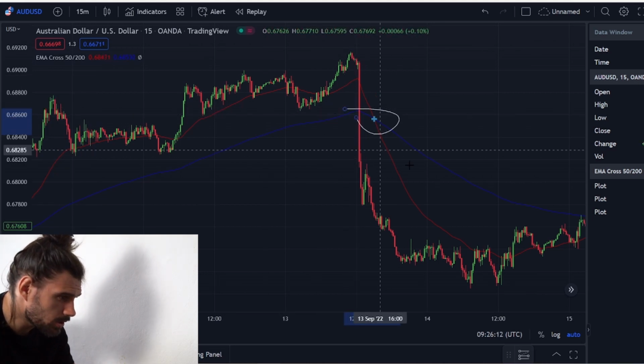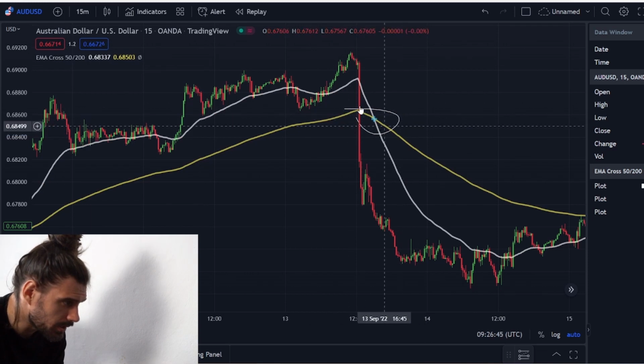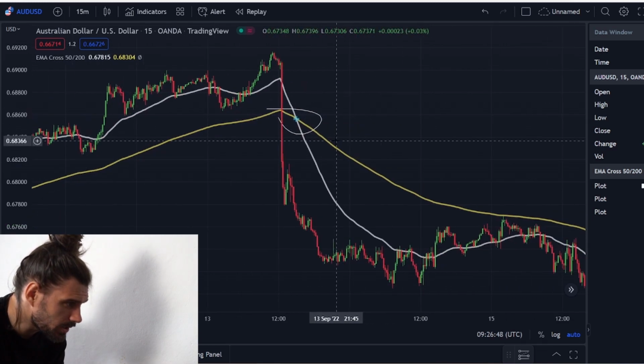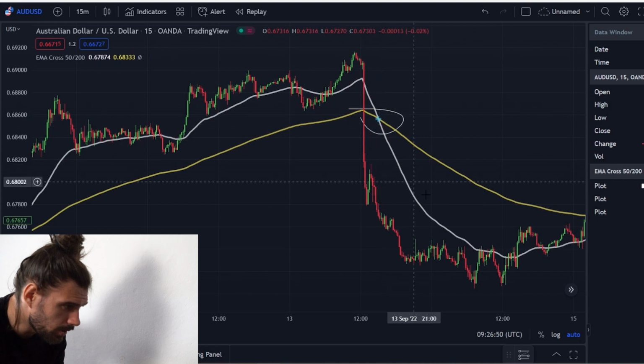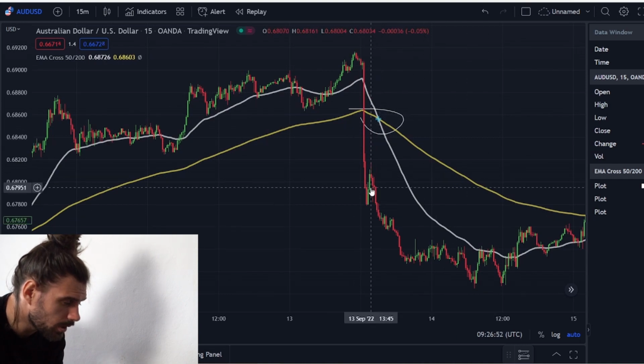We can just quickly change the color. So my yellow line is here the 200 EMA, and we can see the 200 EMA is above the 50 EMA, so here I can assume the market is bearish.